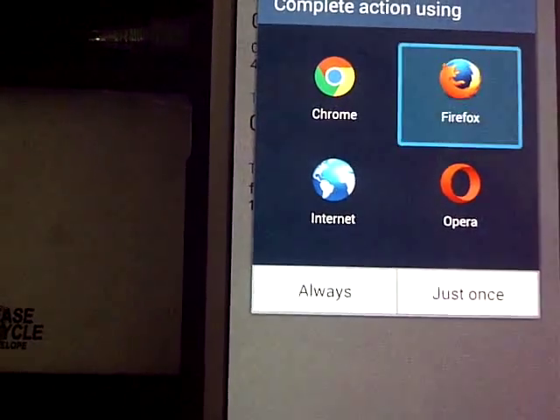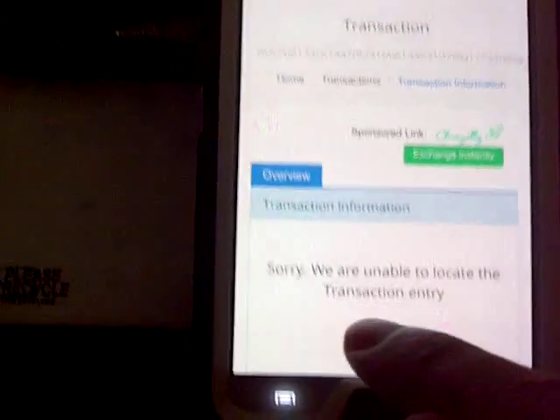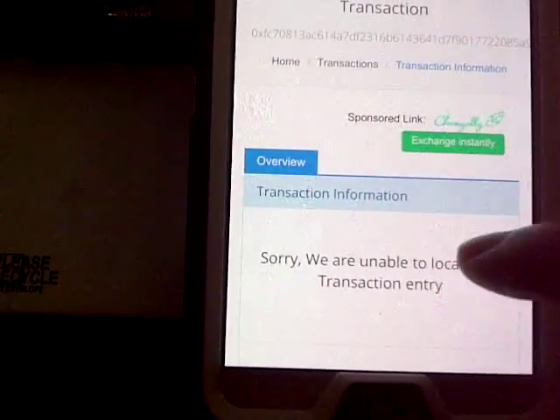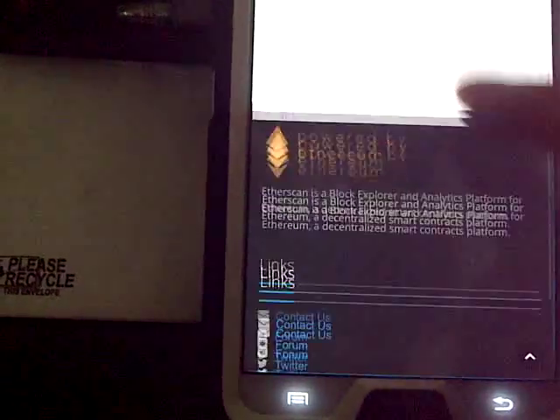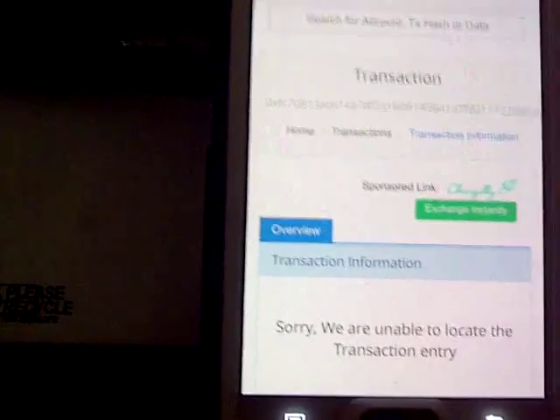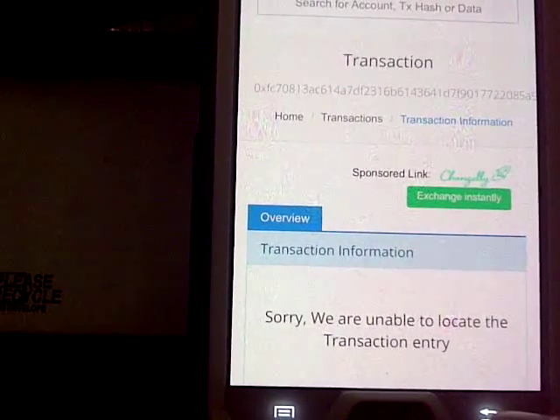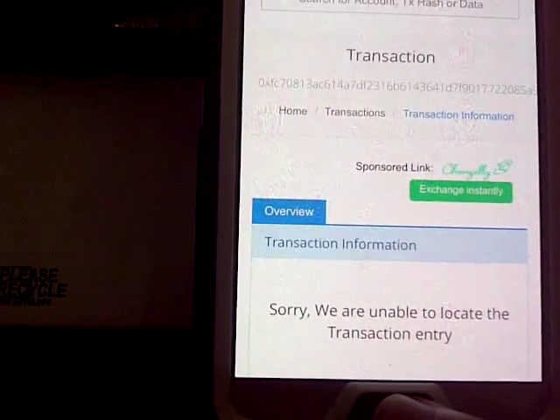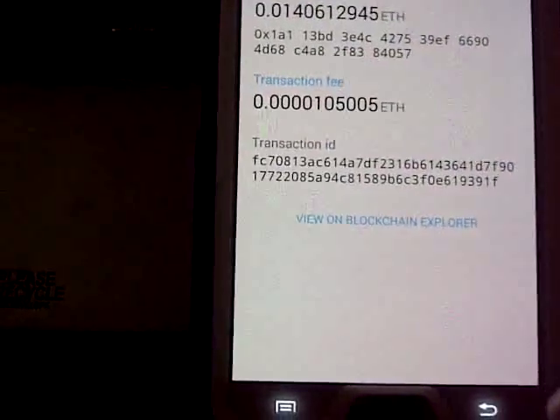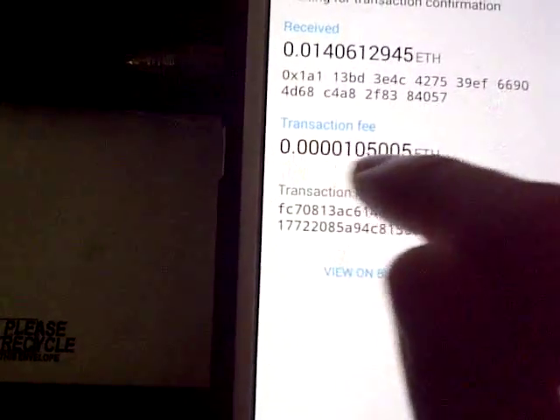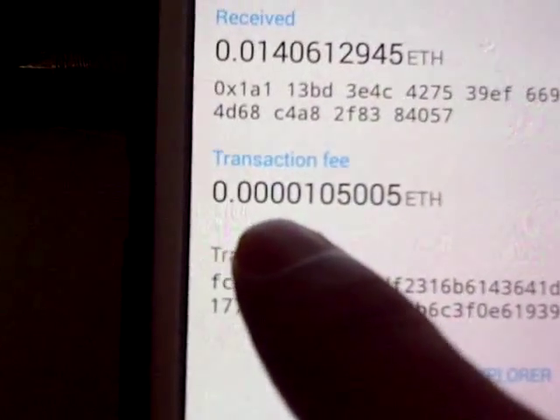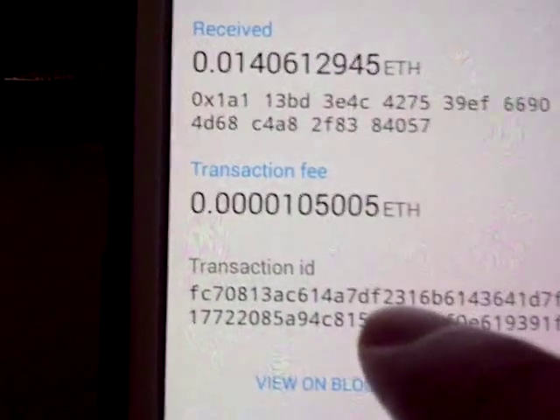It hasn't confirmed. It hasn't done anything. I wonder if it's going to show up. Sorry, we aren't able to locate the transaction. Okay. It's unable to be located because it's not there. Okay, so 1, 2, 3, 4. Yeah, so that's how I calculated, right? Except for that 5.